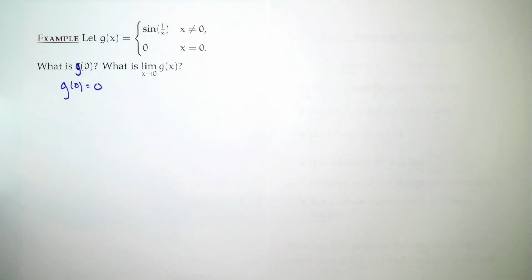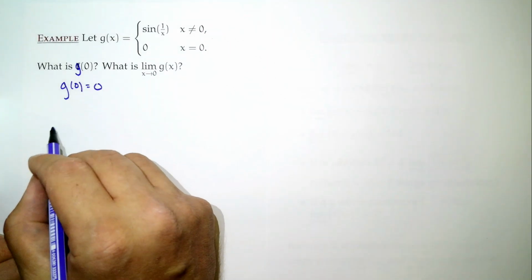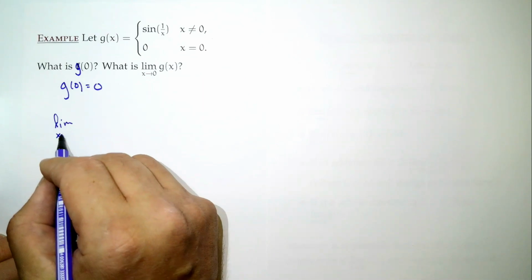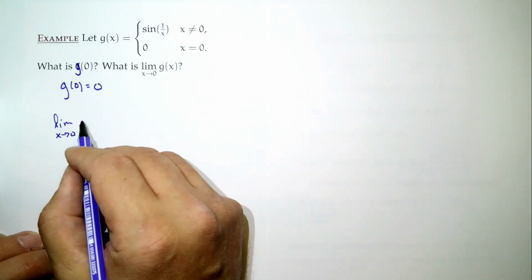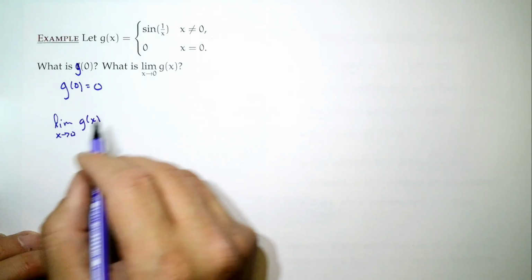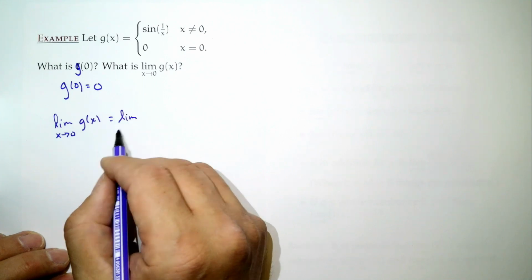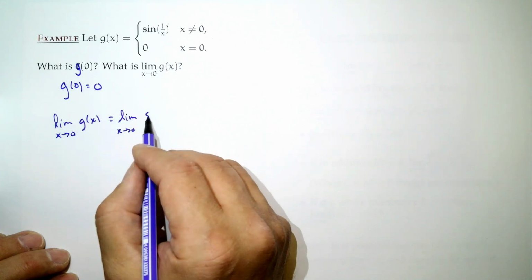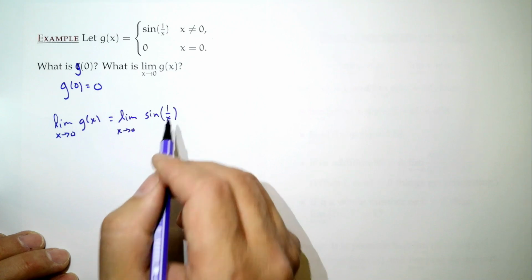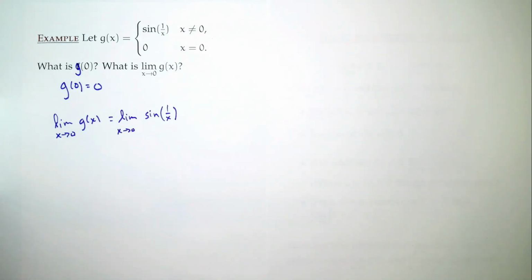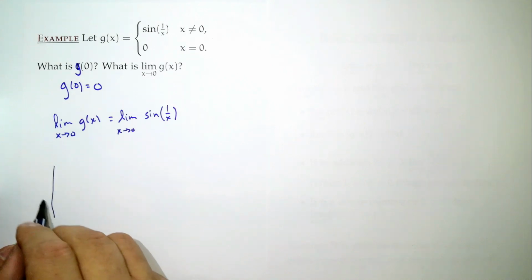Now, the fun part. So we're looking at the limit as x goes to 0 of g of x. Again, because we're not at 0, we can say that's the limit as x goes to 0 of sine of 1 over x. Now the question becomes, what happens to sine? Well, let's recall what sine looks like. So if we sketch the sine function, we see the following. So let's just sketch sine first.